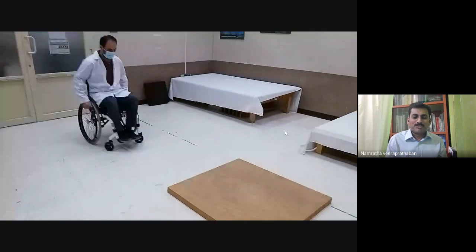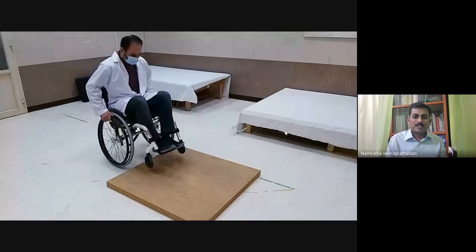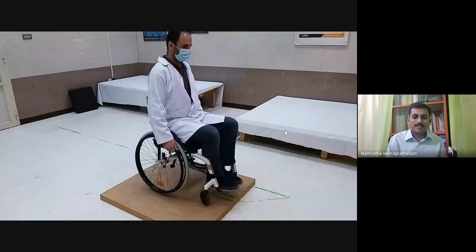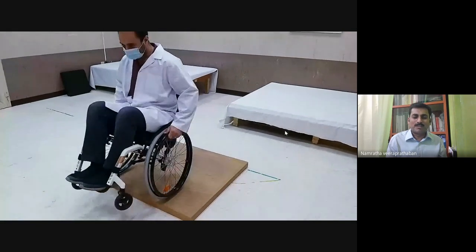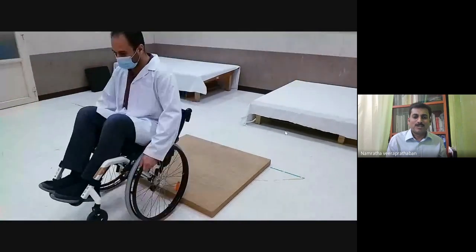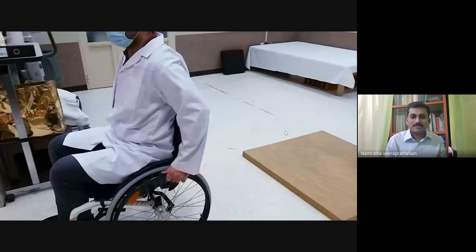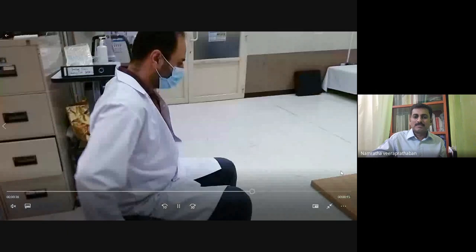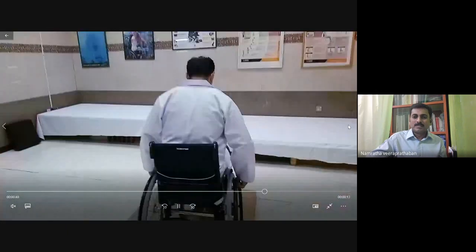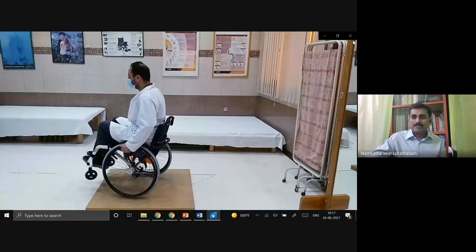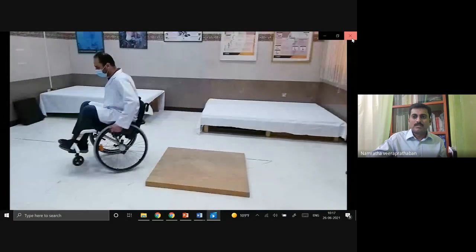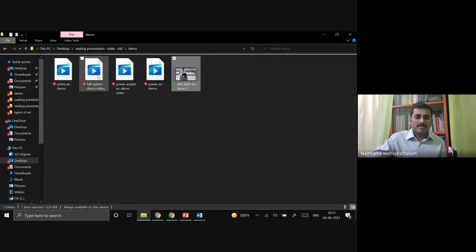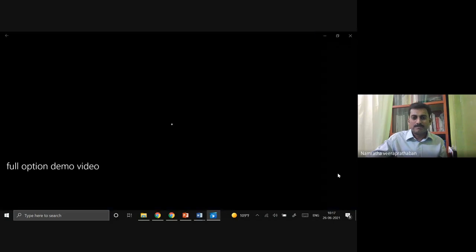But we train the patients also, especially when spinal cord injury patients are admitted in our ward. When we discharge them, almost all will have learned the skills. If not up to the mark of Mr. Mohammed, at least they will know how to climb this curve. All right, furthermore, no delays. Yes, thank you, Mohammed. Then I'll move on to the last slide, which is the full option power wheelchair.